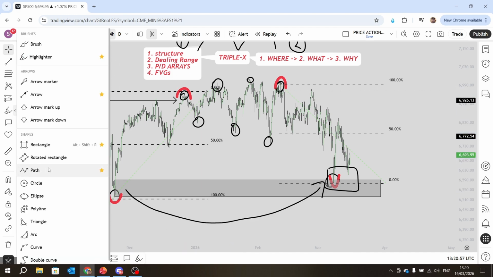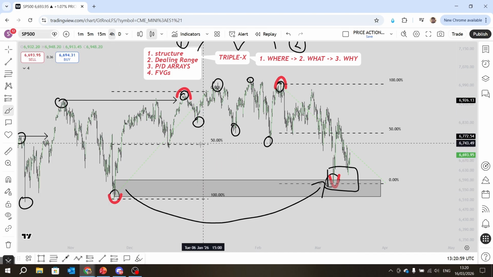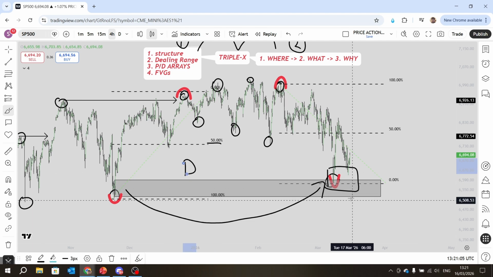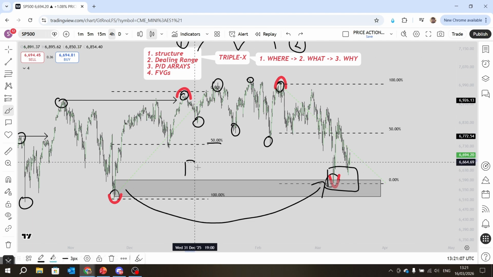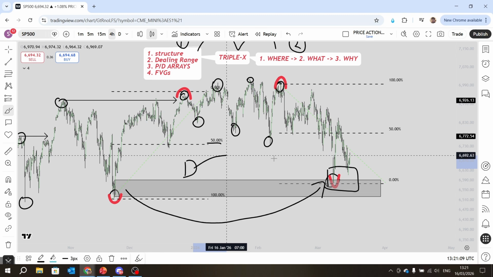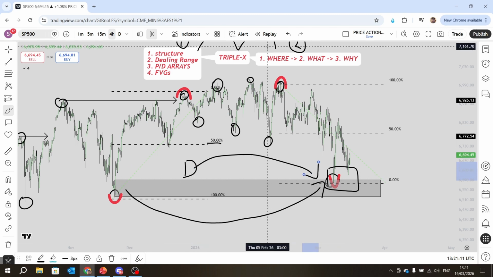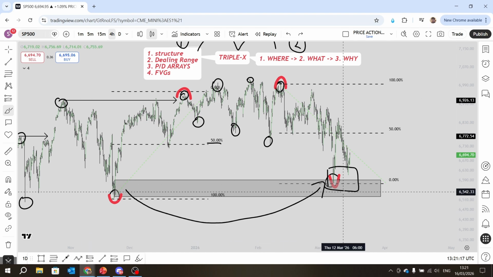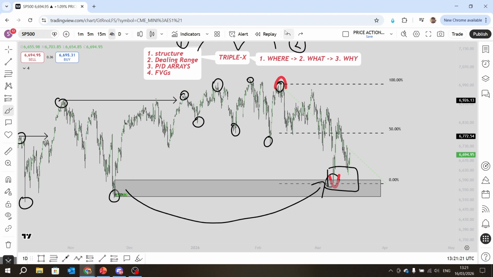This is a bit of an advanced concept, but can you see here how we never really had a discount? This is the 50%. So we never really had a discount until here. I never got above the premium. I never got below the premium zone. So this is what creates the POI here that essentially drove price up. I think I posted about this yesterday actually.